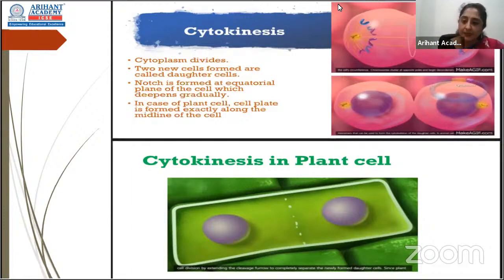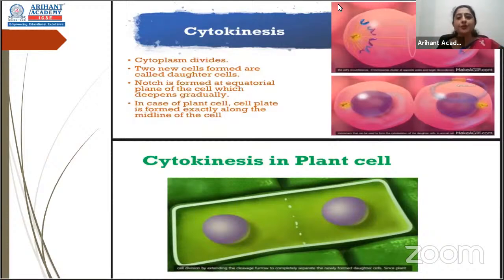After the karyokinesis is over, we start with the cytokinesis. Cytokinesis is nothing but division of the cytoplasm, where the cytoplasm divides and two daughter cells are formed. During this, the nucleus is very clearly formed and the entire chromatin has again decondensed back into thin fibers.